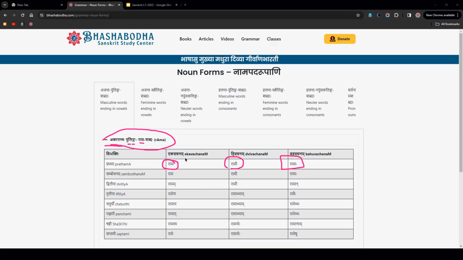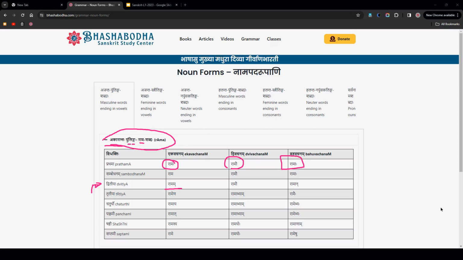So either we use Ramaha, Gachati, Rama goes. Similarly, Ramau, they are there. I'm not using the plural form of the verb here right now, just to avoid confusion. So Ramah. Then Ramam. This is the Dvitiya, or the second declension form.